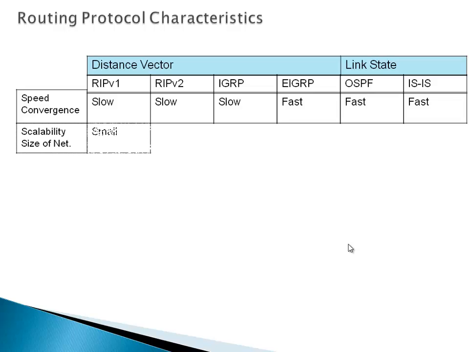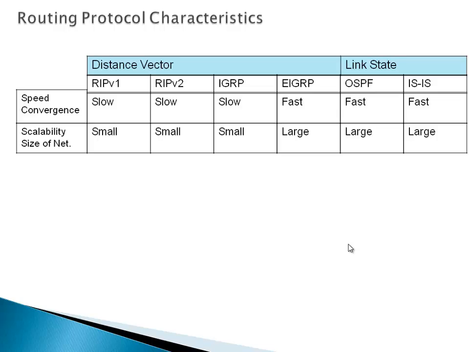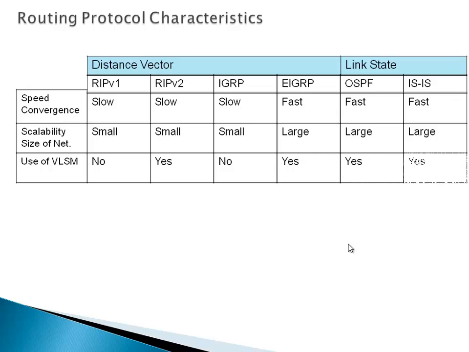Scalability, or size of the network. RIP version 1, version 2, and IGRP like small networks, while the scalability for EIGRP, OSPF, and ISIS is large. Use of VLSM, variable length subnet mask, or classless. RIP version 1 doesn't use classless, it's classful. Version 2 is classless, IGRP is classful, and EIGRP, OSPF, and ISIS, yes, they use VLSM. Resource usage is very low on the first three protocols, RIP version 1, version 2, and IGRP.